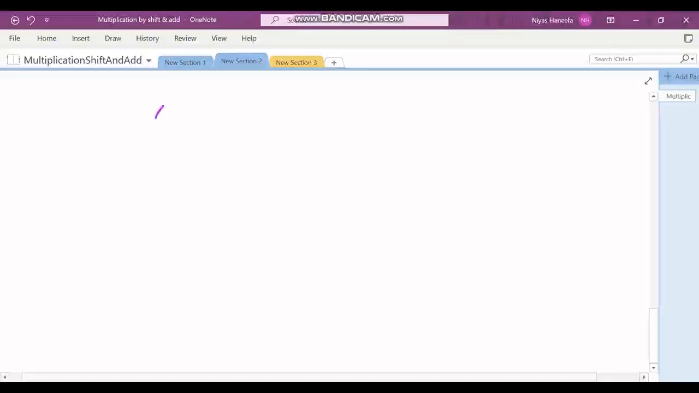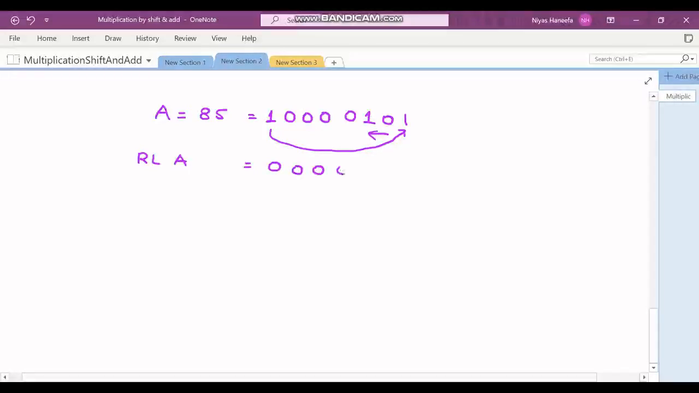Suppose we have accumulator equals say 85. That means this is equal to 10000101. If I do RL A, this bit will come to this position and the rest of the bits will be shifted one bit to the left. The new value of the accumulator is 00001011. If it is RR A, the reverse will happen. From the rightmost it will come to the left, so it becomes 11000010. So this is RR A.